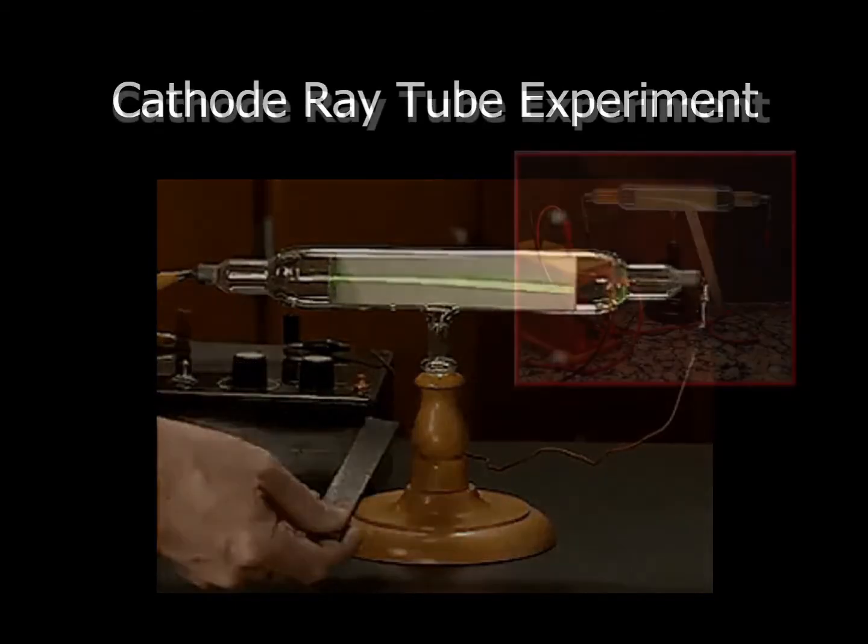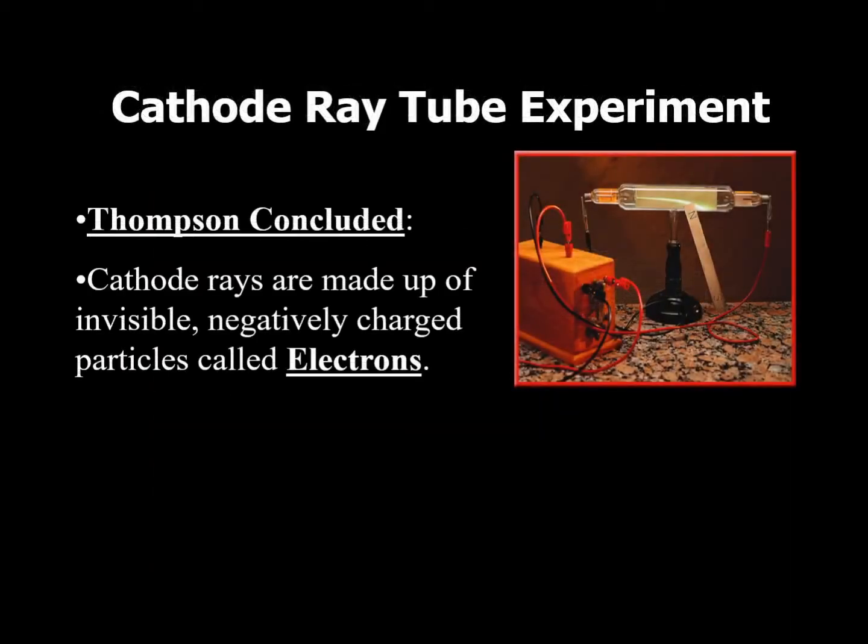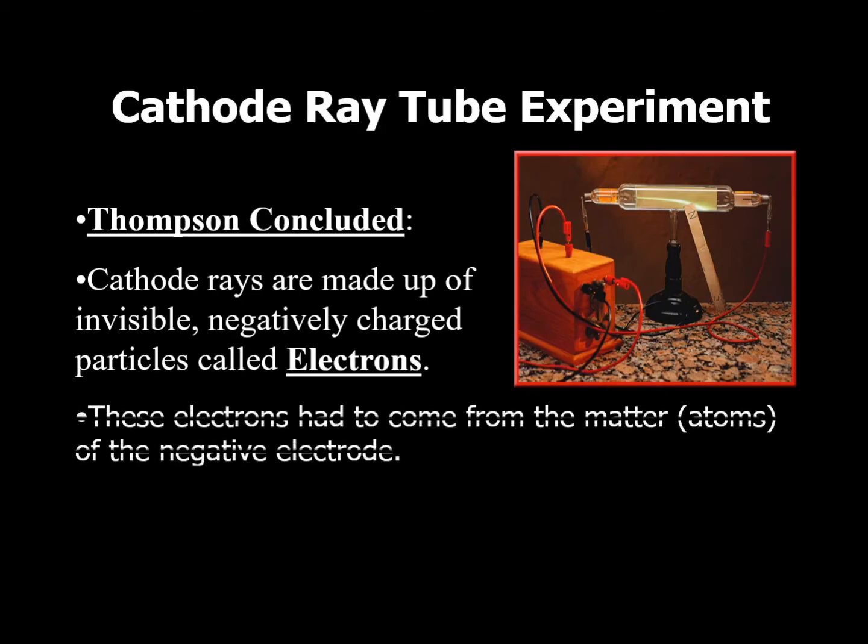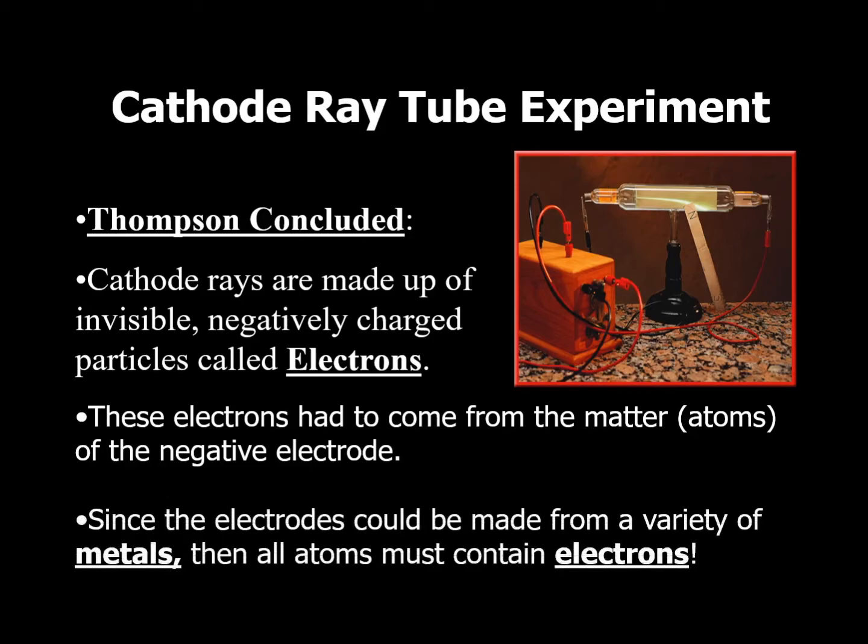From the cathode ray tube experiment, Thomson concluded that the cathode rays are made up of invisible negatively charged particles called electrons. These electrons had to come from the matter or atoms of the negative electrode. Since the electrode could be made from a variety of metals, all atoms must contain electrons.